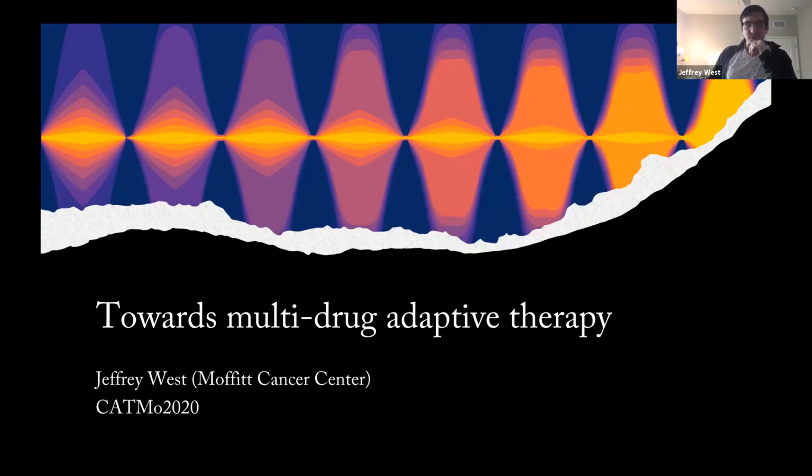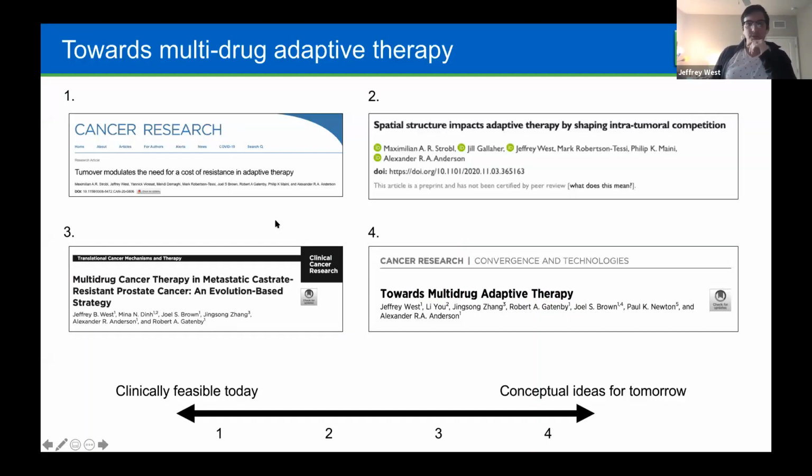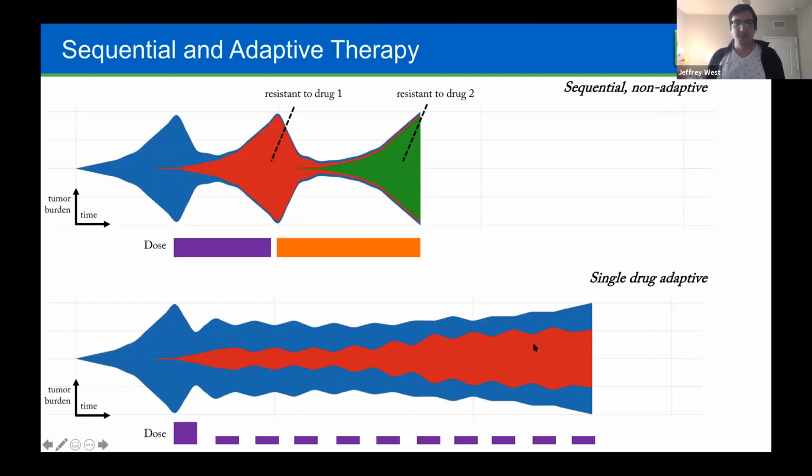And so I'm going to talk about 4 different papers, and not all 4 of these papers are specifically about multi-drug adaptive therapy, but I'm going to pull out the multi-drug component of each of those papers, which might just be 1 figure or several figures. And these papers are roughly organized into clinically feasible approaches of multi-drug adaptive therapy that we could implement today, and more conceptual ideas for tomorrow with the requirement of future technologies, especially for measurement techniques.